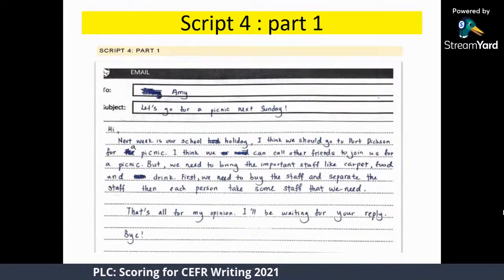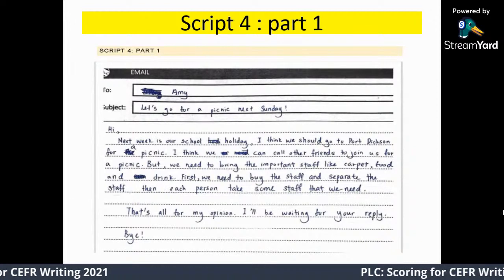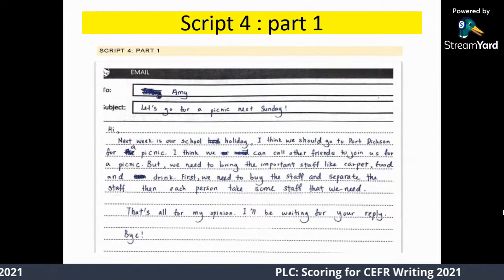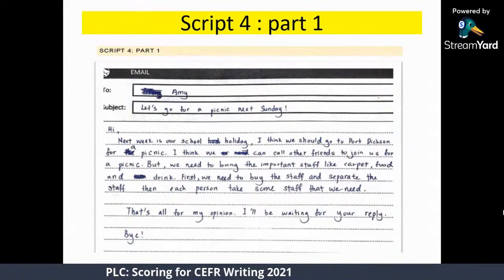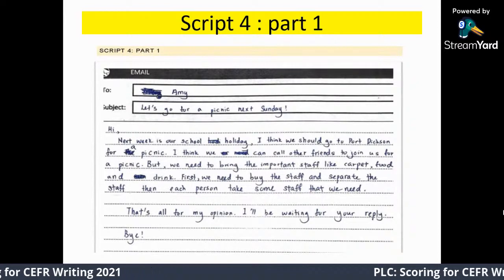Next, okay, and it's repeated. And subject verb agreement as well. Each person takes, so you cannot give a 5. So language, the Lembaga was generous. They gave a 4. So it was 4, 3, 3, and 4. The total was 14.